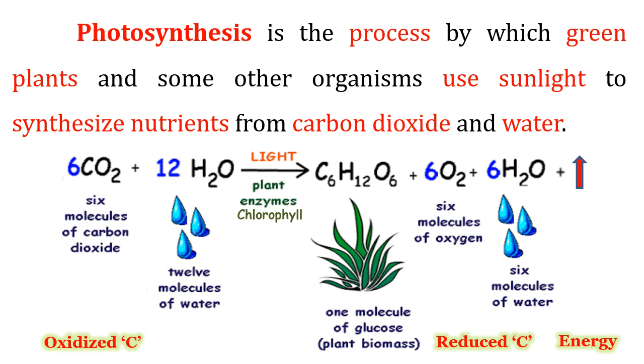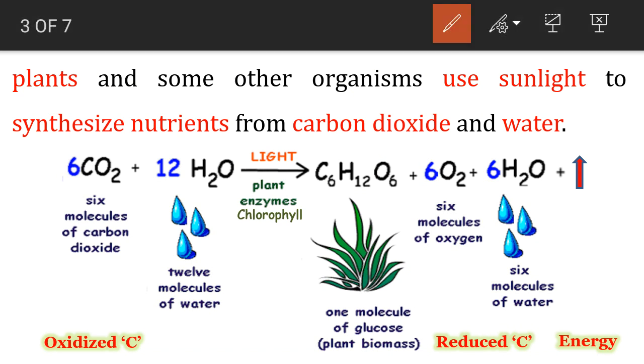Now photosynthesis is the process by which green plants, in the presence of light and chlorophyll, utilize atmospheric carbon dioxide and water to form nutrients, and also a product of this reaction is oxygen and water.